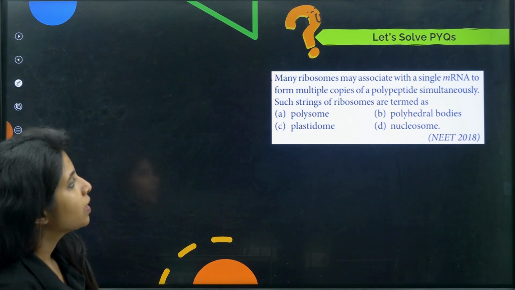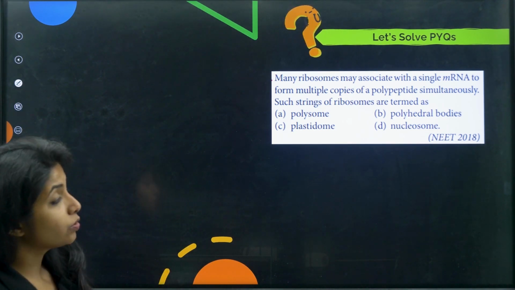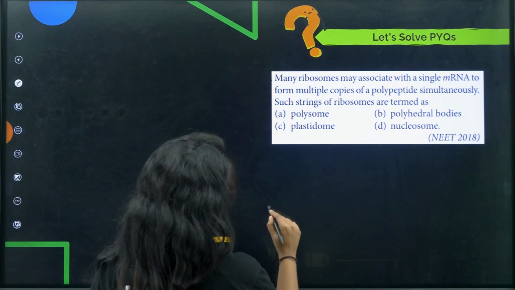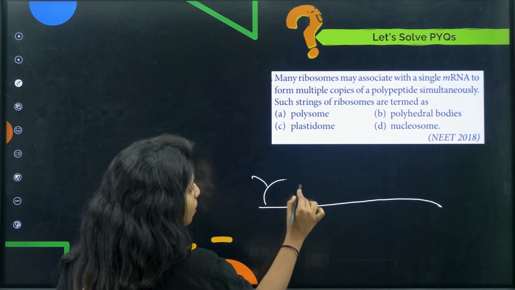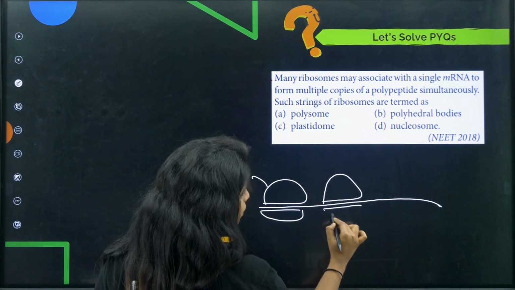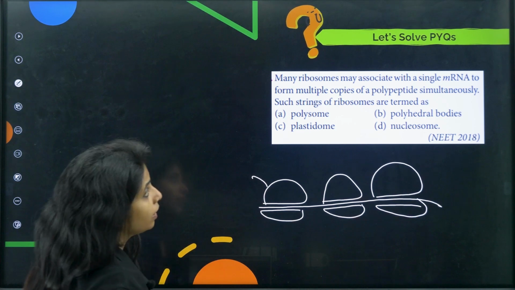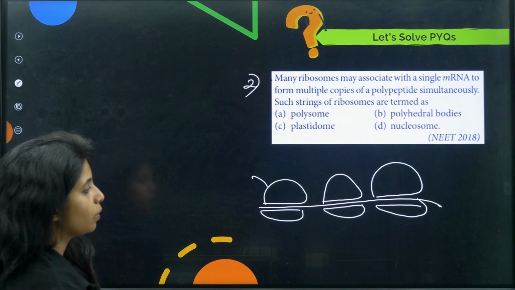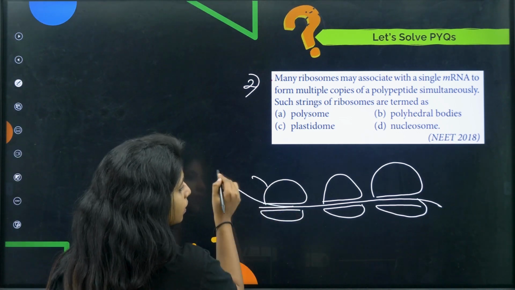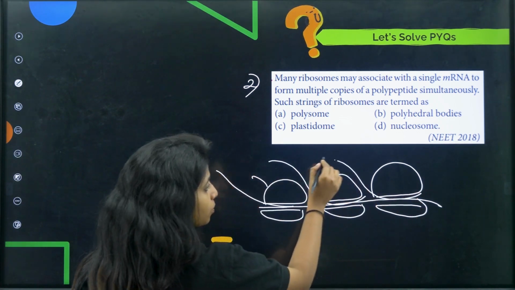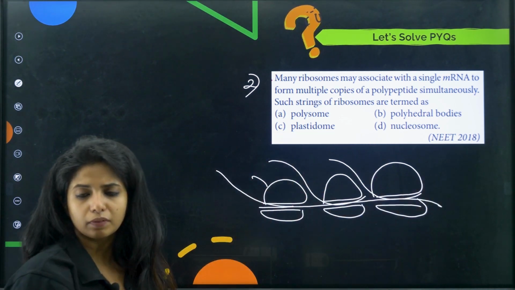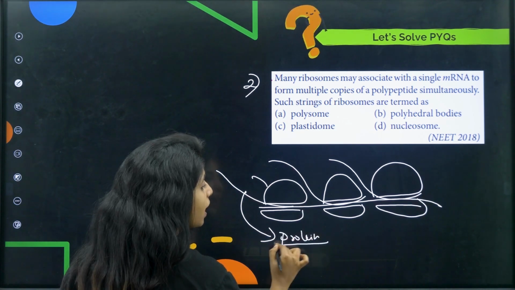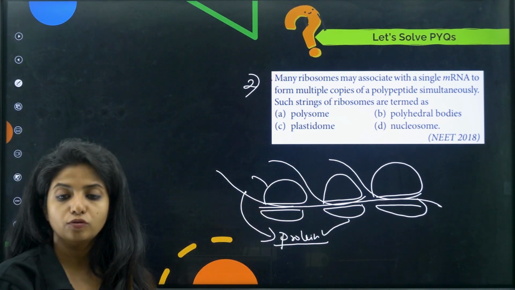Okay? Going ahead. Many ribosomes may associate with a single mRNA to form multiple copies of polypeptide. So it's saying that there could be one mRNA, and this mRNA is basically bound by multiple ribosomes. Why is it happening? Basically, what is this ribosome doing? Making a protein. Here also, this is also making a protein, this is also making a protein. So this is read 3 times because that much amount of this particular protein is required. This protein is in higher requirement, which is why there are multiple ribosomes doing the work.